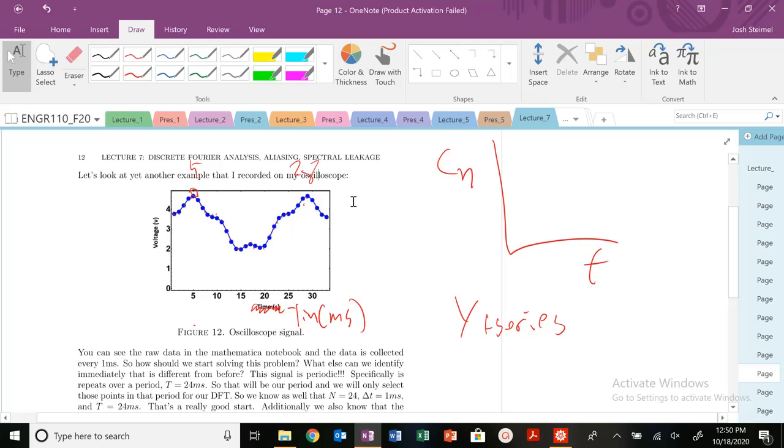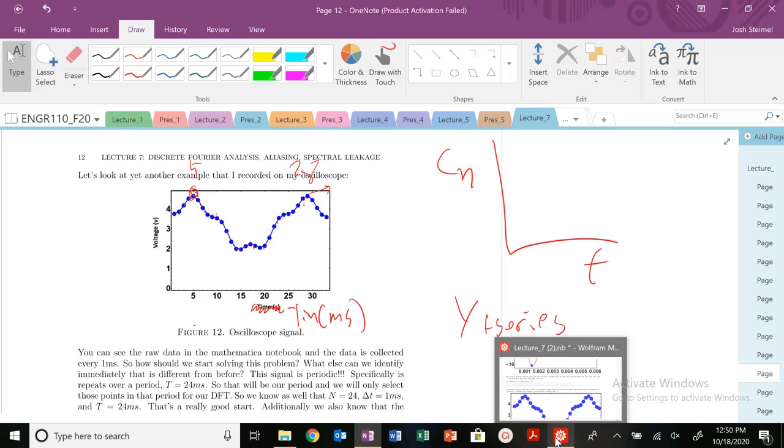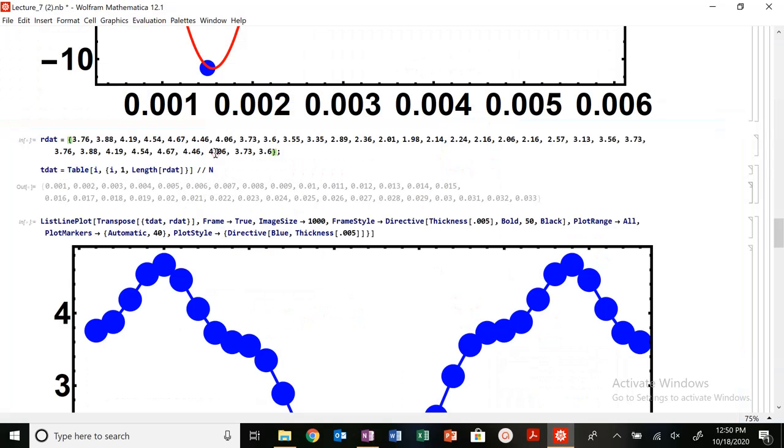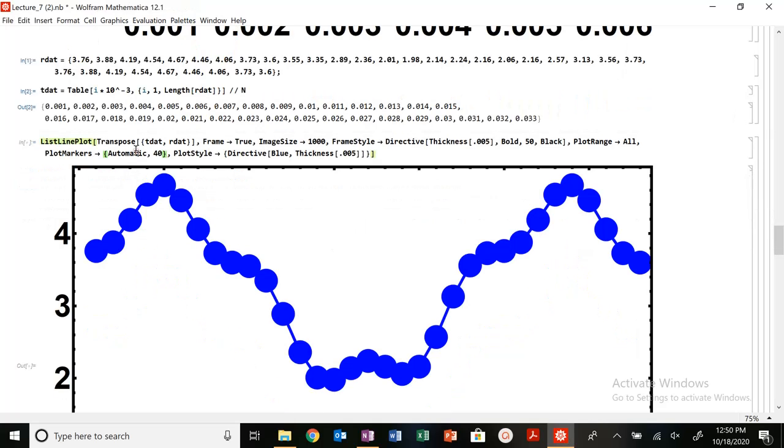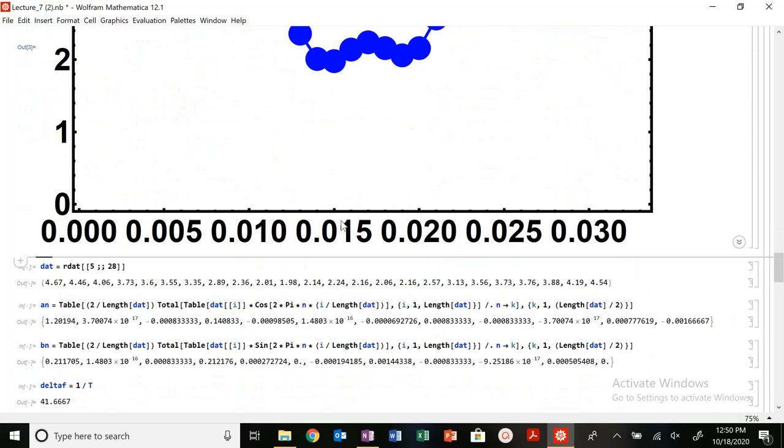So let's go ahead and analyze our signal. Actually, we could choose this period to the 29th, but let's stick with 28. Looking at our graph here, these are my points. I'm going to create my time data by multiplying by 10 to the minus 3. This is my TDAT. If I transpose that, I get this plot here.